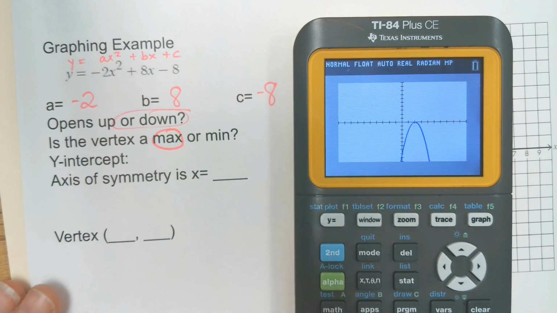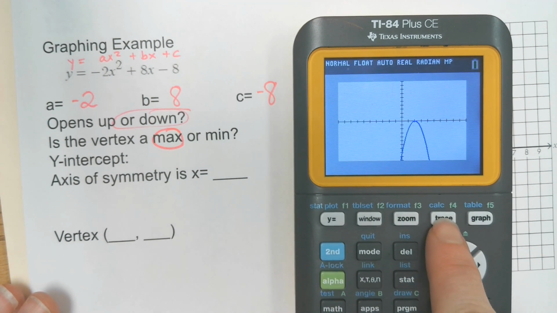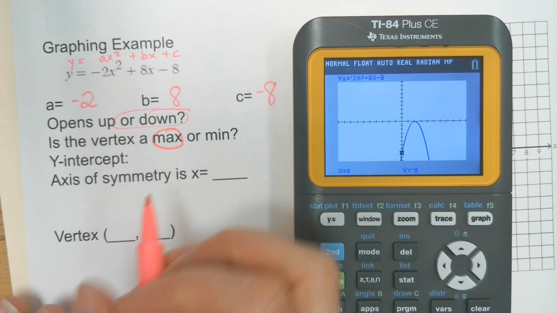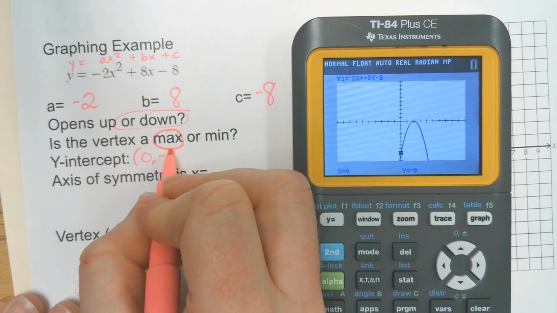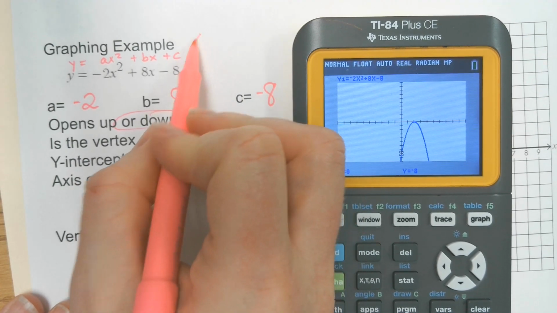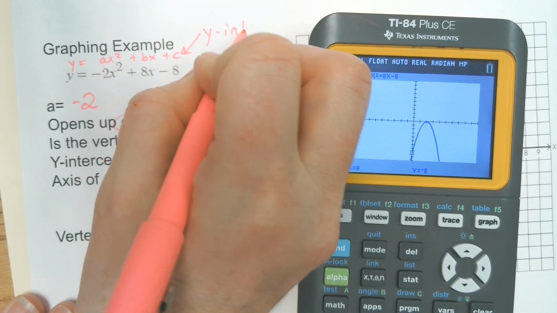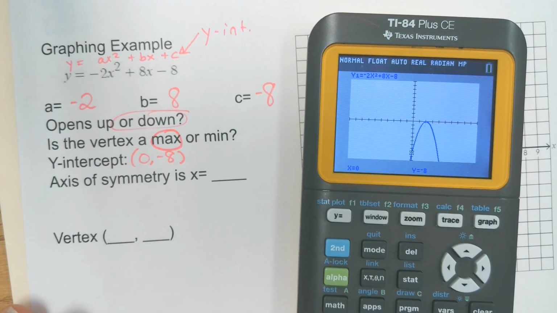The y-intercept, you know what's really cool about these graphs? Whenever you hit the word trace, look at where my finger is. I hit the word trace, it automatically goes to my y-intercept. 0, -8, which is the c. The c value is our y-intercept when it's written in standard form.